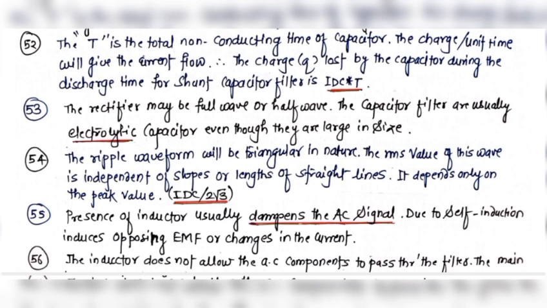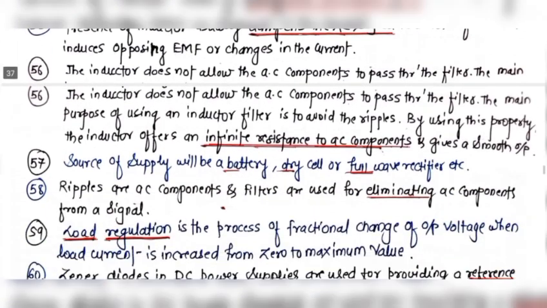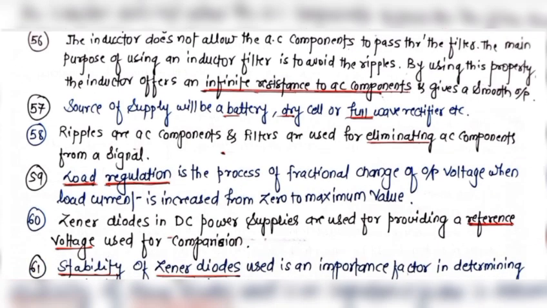The presence of an inductor usually dampens the AC signal, due to self-induction which induces an opposing EMF on changes in the current. The inductor does not allow the AC component to pass through the filter. The main purpose of using an inductor filter is to avoid the ripples. By using this property, the inductor offers an infinite resistance to the AC components and gives a smooth output.